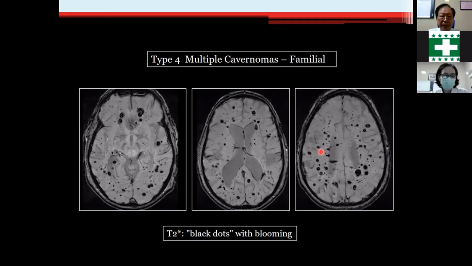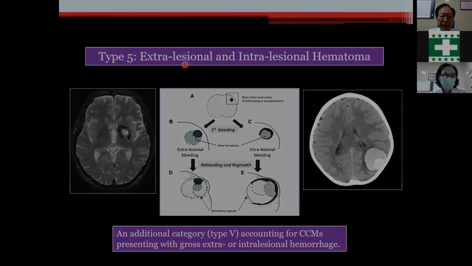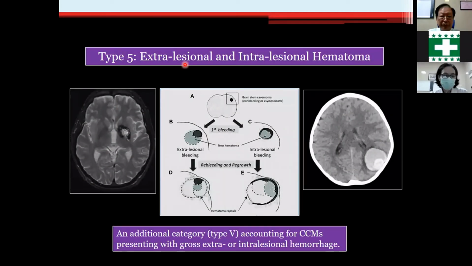Somebody at type 5, that is about the bleeding, the nodule neighbor by extra-lesional or intralesional bleeding. So extra-lesion or intralesion hematoma, so bleeding.